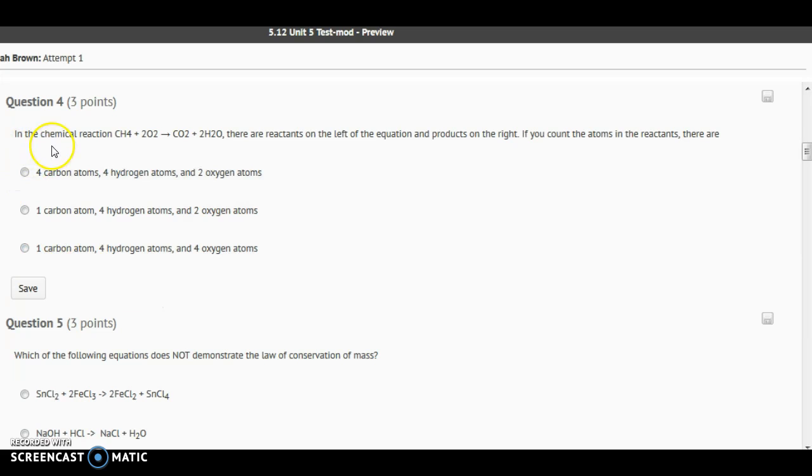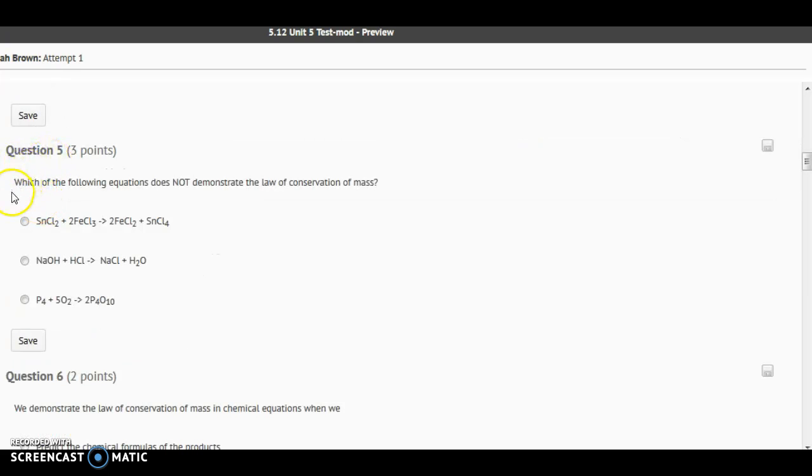Question 4. In the chemical reaction, CH4 plus 2O2 yields CO2 plus 2H2O. There are reactants on the left of the equation and products on the right. If you count the atoms in the reactants, there are A. 4 carbon atoms, 4 hydrogen atoms, and 2 oxygen atoms. B. 1 carbon atom, 4 hydrogen atoms, and 2 oxygen atoms. Or C. 1 carbon atom, 4 hydrogen atoms, and 4 oxygen atoms.